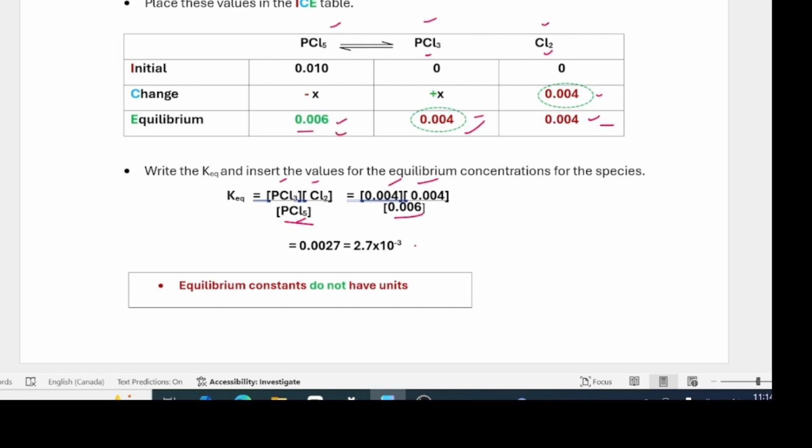And this is what it turns out to be, the equilibrium constant for the decomposition of phosphorus pentachloride at 170 degrees Celsius. Note how in every case, you're going to see this in every case, equilibrium constants do not have units. So quick review.